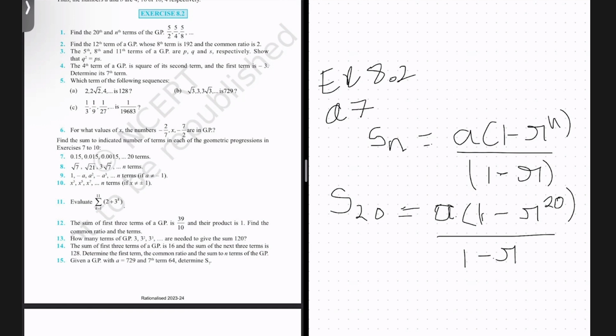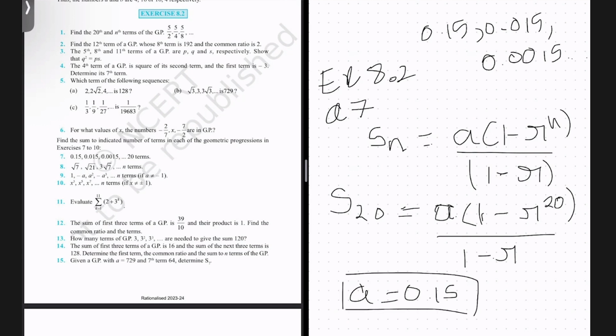Now we have a as 0.15, right? Because the sequence that has been given to us is 0.15, 0.015, 0.0015, and so on and so forth, right? So the first term, a, is going to be 0.15, right?